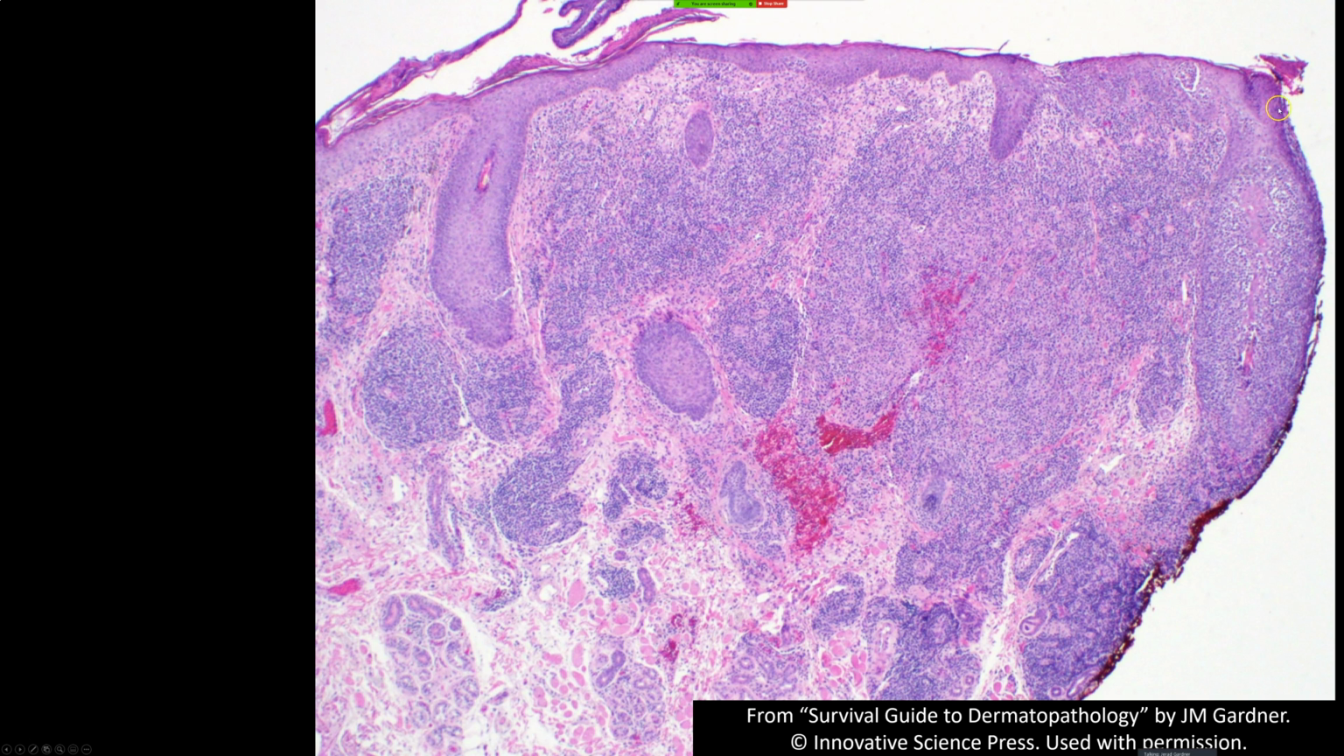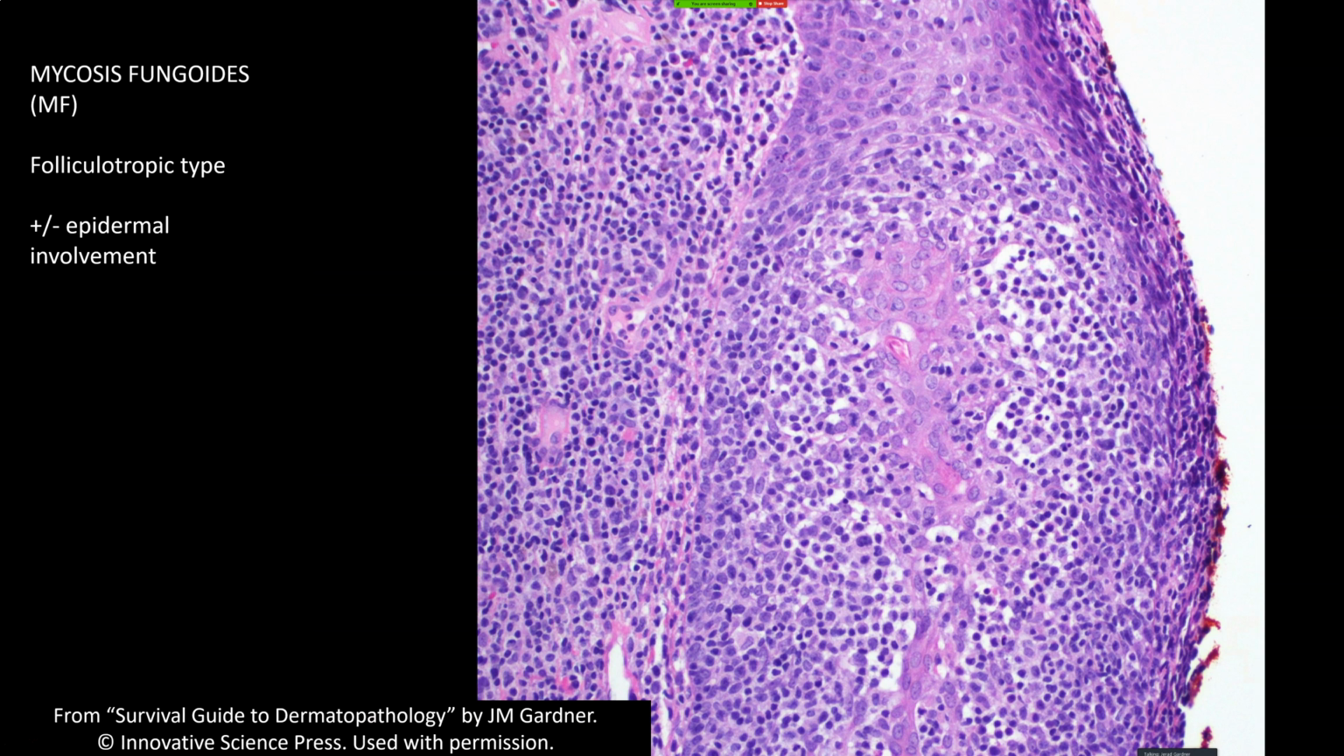But look what's happening. This follicle is totally expanded. This hair follicle is expanded by lymphocytes, and you can see closer there. There's basically Pautrier microabscesses and tagging in the epithelium of the follicle. So this is called folliculotropic mycosis fungoides. Some patients have this just in the follicles without any of the epidermal involvement. Sometimes you have both, like in this particular case.